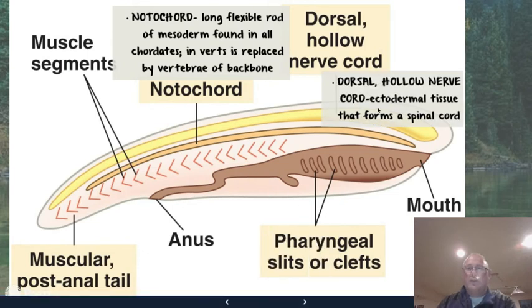The hollow nerve cord forms the spinal cord, the very important spinal cord that runs down the length of your back, that all of your ventral nerve systems come off of, and all of your nervous cells come from. That starts off as the hollow nerve cord.